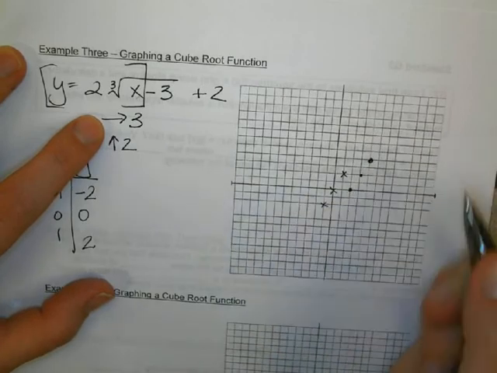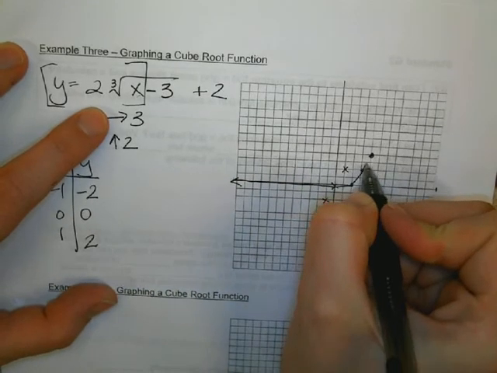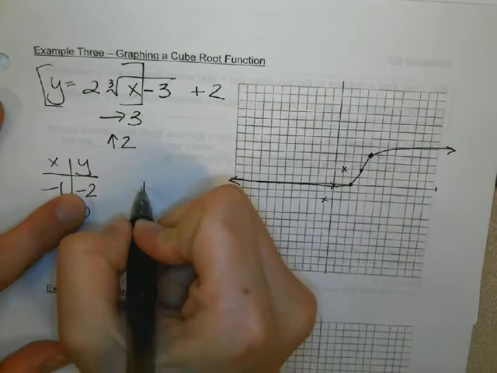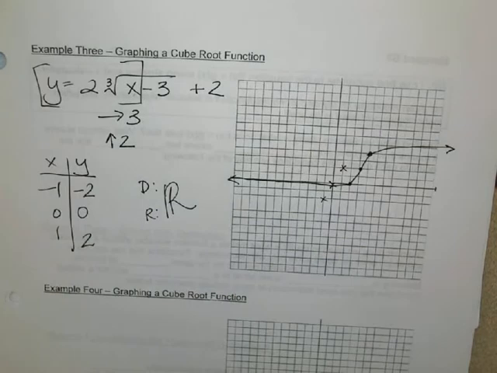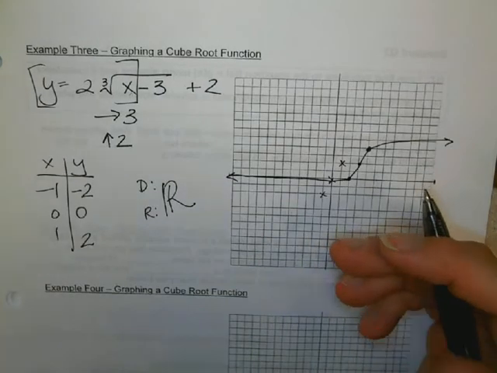Okay. Then when you draw on your curve, remember it kind of goes like that, keeps increasing. And then the domain and range for both is all real. So you can plug any number in and get any number out. Okay, and the last one we're going to do together here.